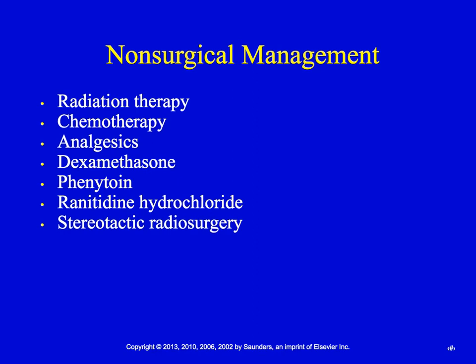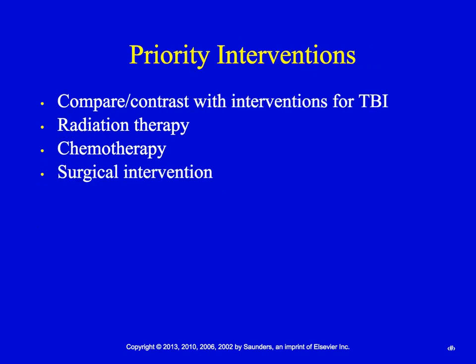Ranitidine hydrochloride is a protective mechanism for their stomach, so they don't get a stress ulcer from all of the medical care that they're getting, such as chemo and radiation. This stereotactic radiosurgery is a type of procedure that could potentially be a treatment for certain types of brain tumor. This is just a list of further treatments considered for a patient with a brain tumor.